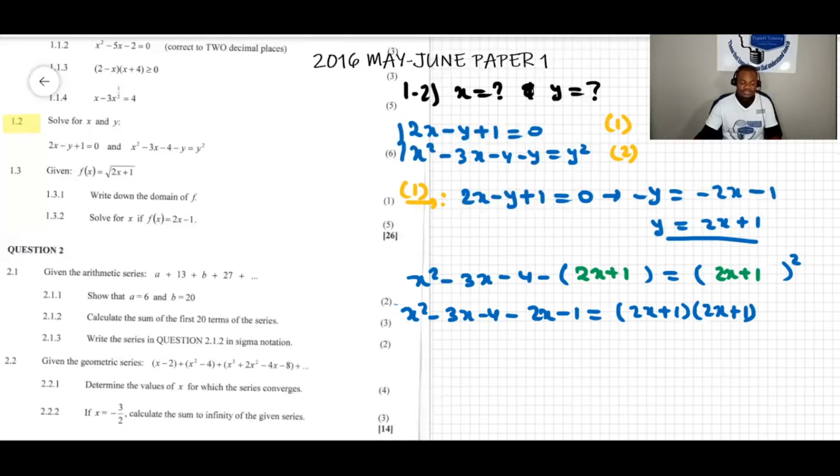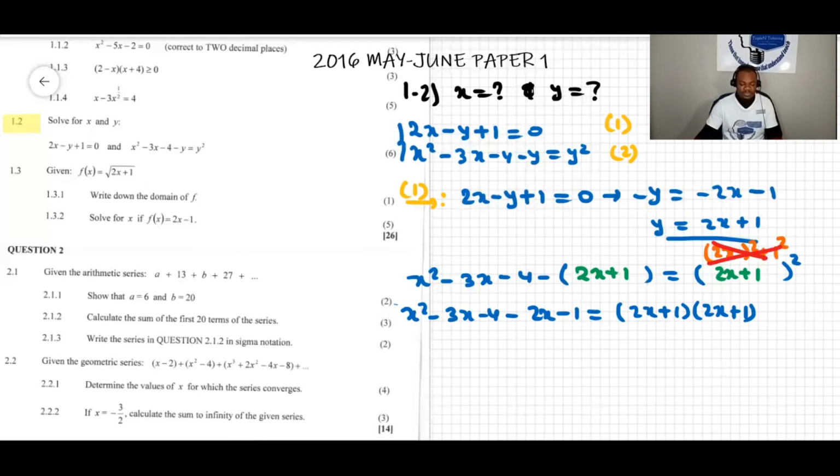Usually, students do 2x plus 1 to the power of 2, they make it 2x to the power of 2 plus 1 to the power of 2. Please don't do that. It's wrong. If you do this in the math lab, in the laboratory of mathematics, you make a boom. Don't do that.